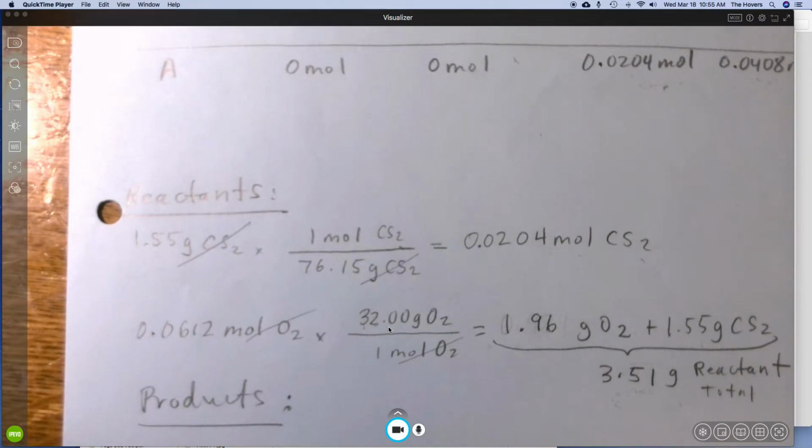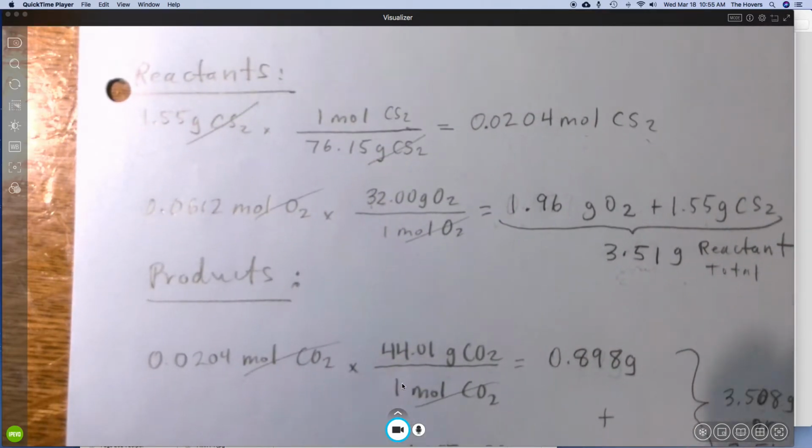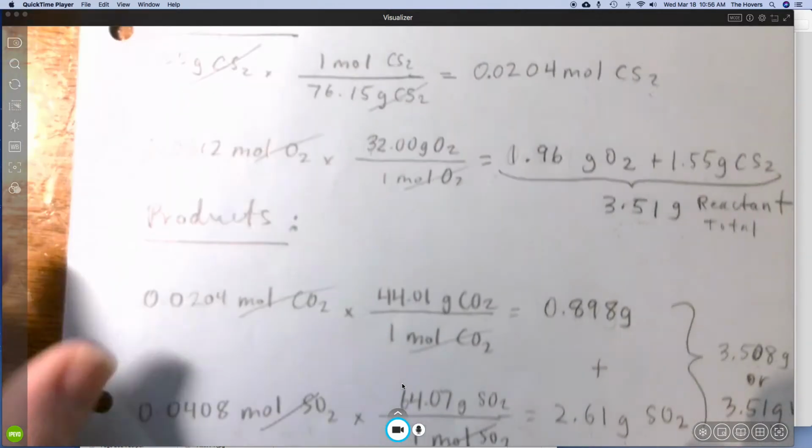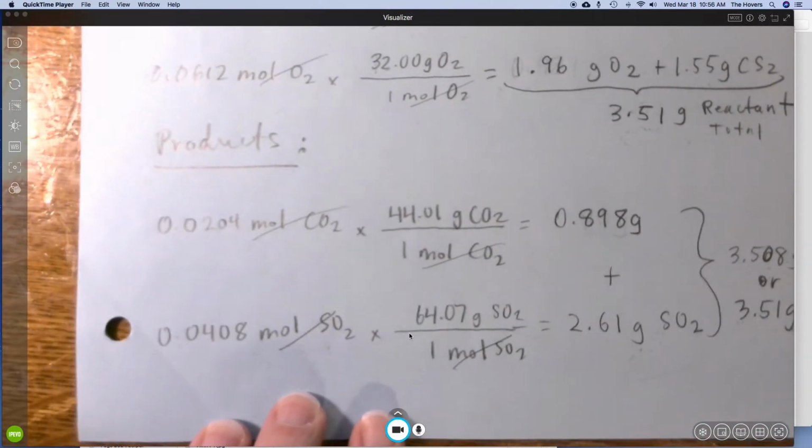Just to look at the other molar masses, for oxygen, the molar mass is 32 grams per mole, and I'll explain why it's switched here in a moment. And then for CO2, adding up 1 carbon and 2 oxygen molar masses, we get 44.01. And then likewise for SO2, adding up 1 sulfur and 2 oxygen molar masses to get 64.07.